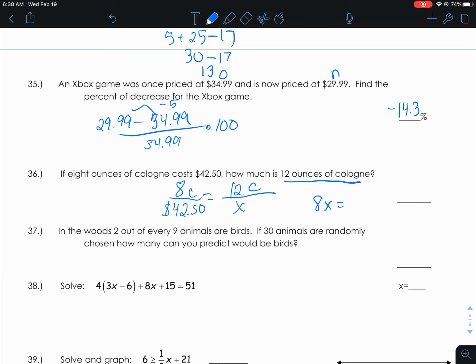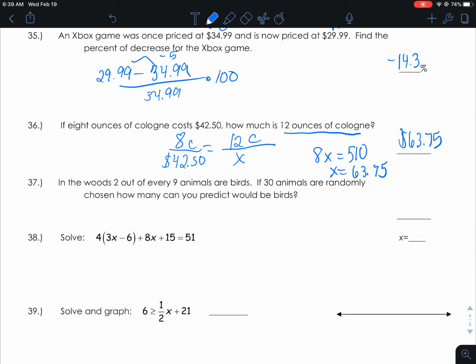8x equals 42.50 times 12, which is 510. And then we're going to divide by 8, which is 63.75. So that's how much it would cost.